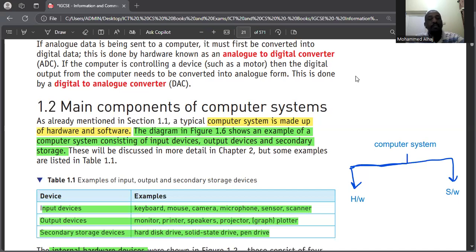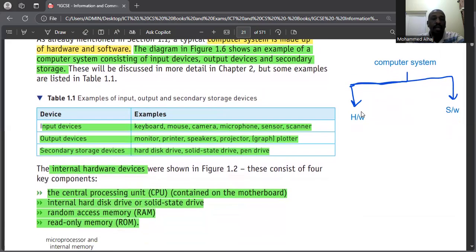We already finished point 1.1, which is about the main computer components. In this video, we're going to talk about the heading 1.2, main components of a computer system. Basically, a computer system is made up of hardware and software. As we can see in this figure, the main components of any computer system are divided into two parts, hardware and software. In this topic, we're going to talk about the main hardware components.